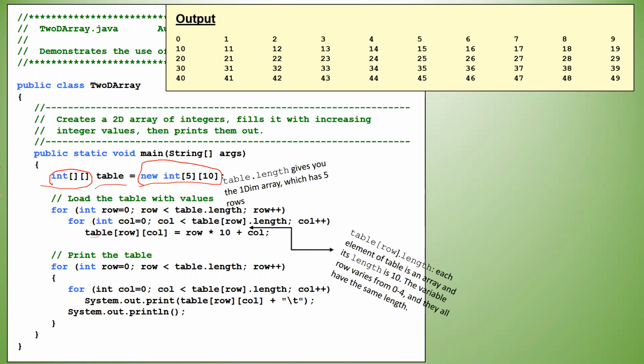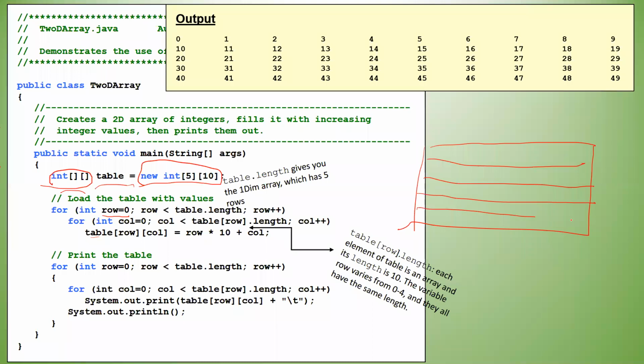For row is 0, that should be the very first. So this is 5 and 10. Let's just do this. Not very easy to do. And this is 10, everybody. I'm trying to draw this as best as I can. So this would be 0, 1, 2, 3, 4, right? That's the 5 rows. And 0, 1, 2, 3, 4, 5, 6, 7, 8, 9 for the 10 columns. So that's what this is.